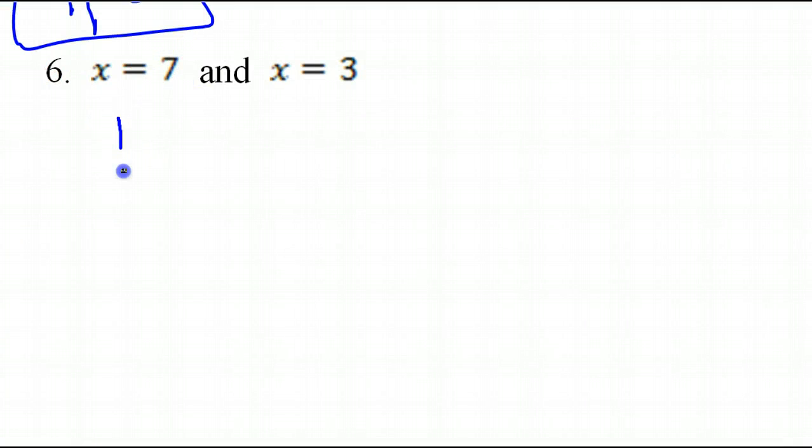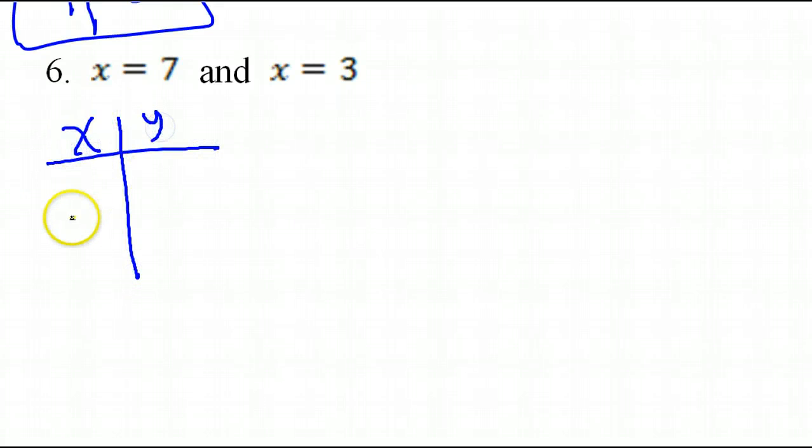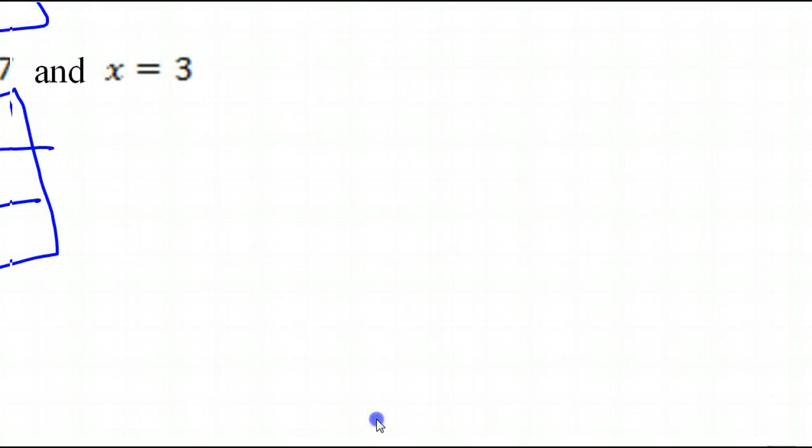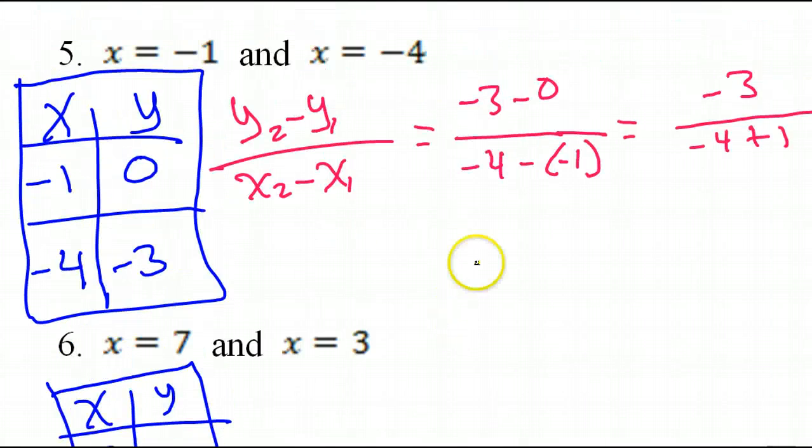Let's do the same thing for number 6. Okay, let's make our table of values. All right, so the x values are 3 and 7. I just felt like putting them in order. So 3 and 7. Define the y values. Okay, just making sure there's nothing over there.